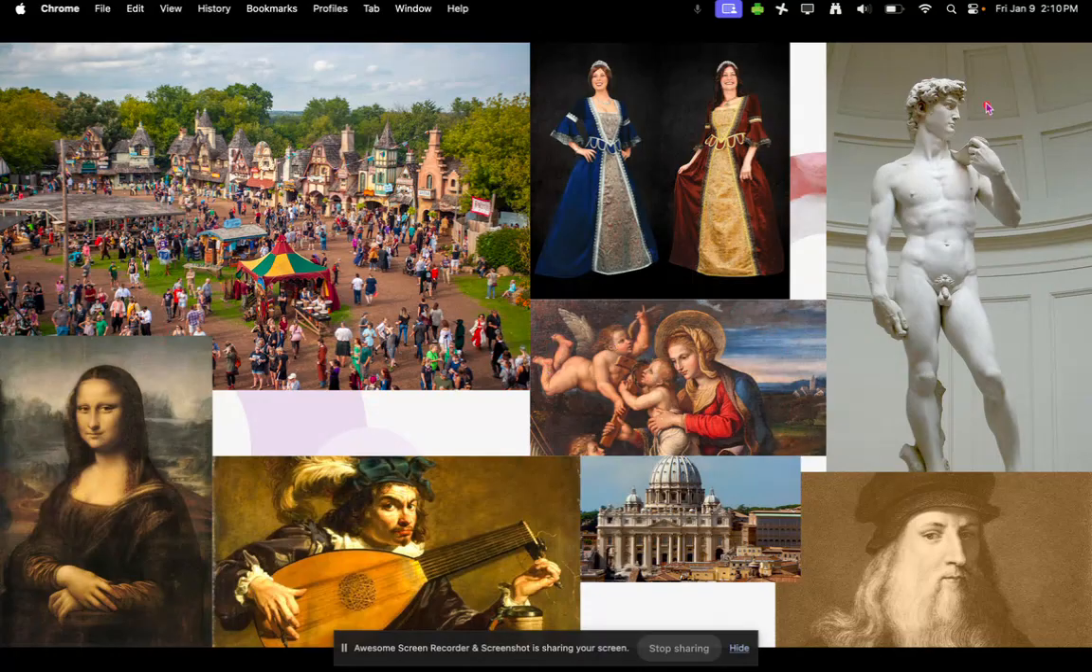You might think of famous things like the David. You might think of the Mona Lisa. You might also think of musicians and their lutes during this time. You may also think of architecture. We will talk a little bit about architecture when we watch the Medici family videos. And then we also might think of famous scientists such as Leonardo da Vinci.